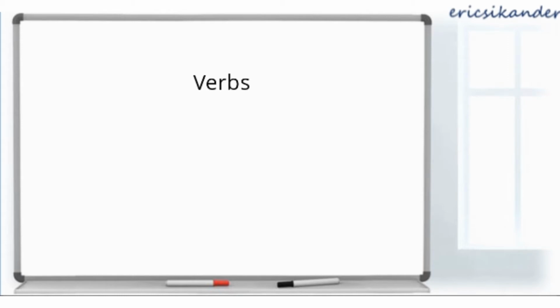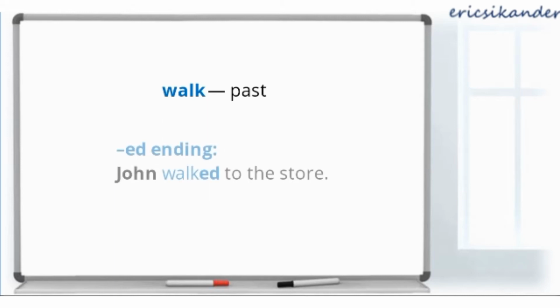Verbs can be tough. Verbs are action words. They tell what the subject is doing. They can also tell what the subject is being. Verbs take different forms. Let's take a look at one verb, walk. There is a verb form for the past. It uses the ending ed. John walked to the store.